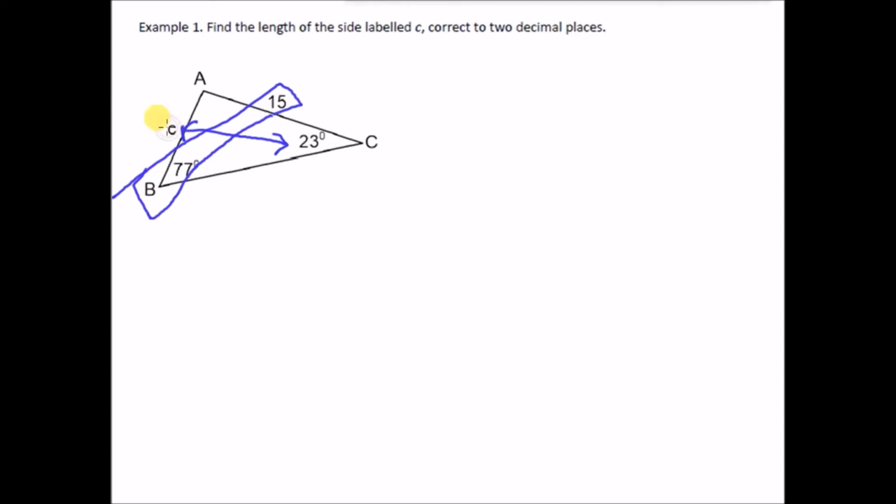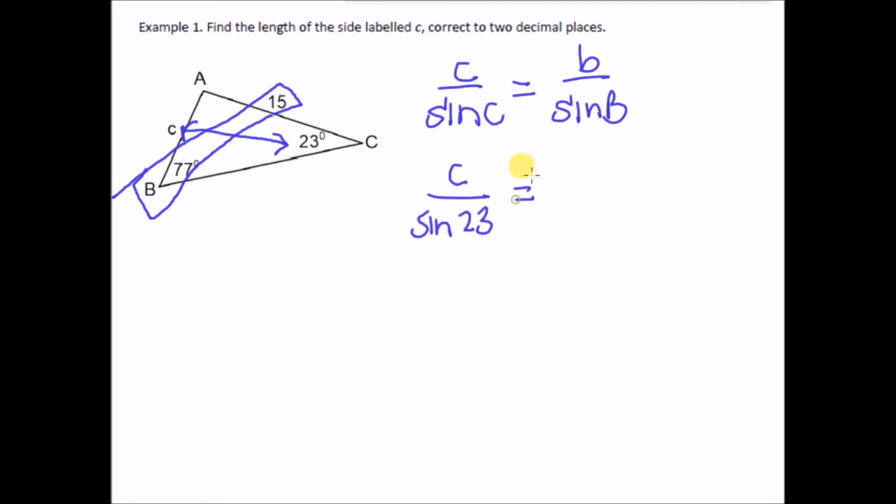Because we're solving for a side length, let's keep the side length on the top. So we have c over sine C equals b over sine B. We're going to leave c at the top. Angle C is 23, so we have sine 23 at the bottom. Now b is 15 over sine B, so sine 77. And all we do is divide and solve.